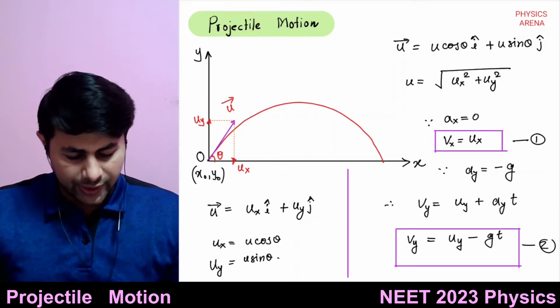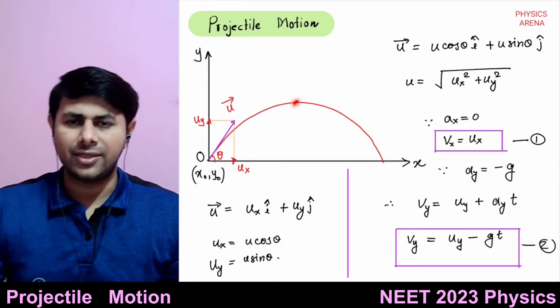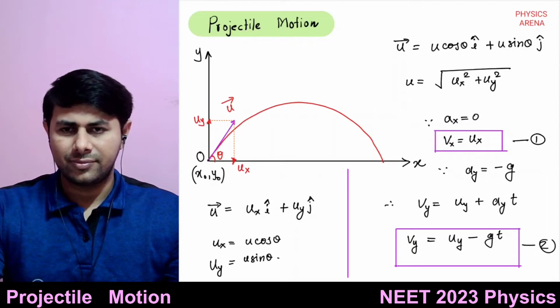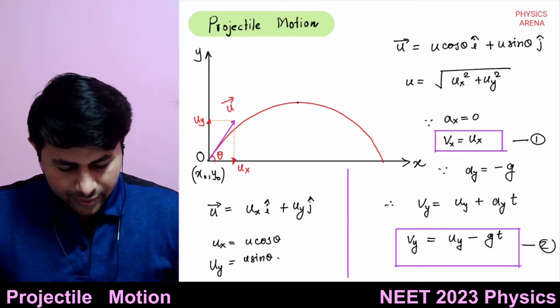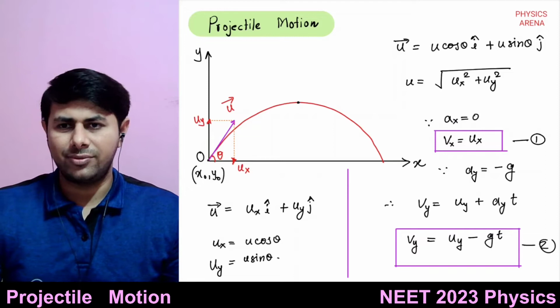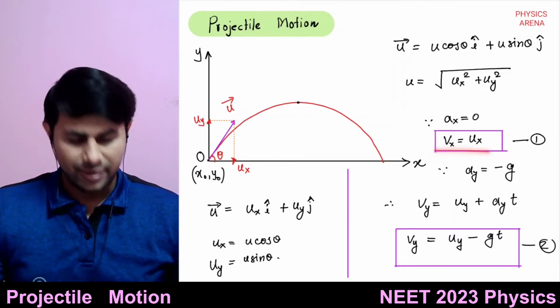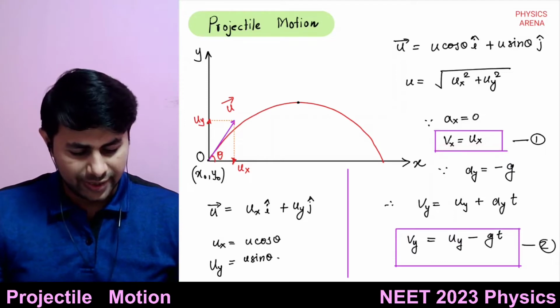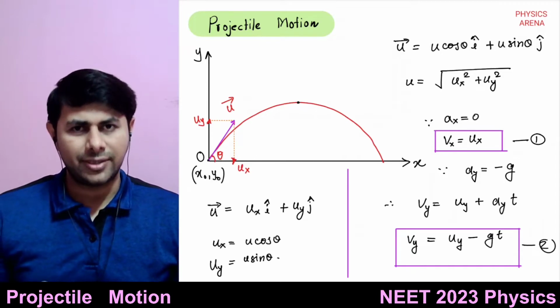So now see what will happen at the maximum height. What will happen when projectile reaches at this point? What will be its velocity? It will be 0, or which component of velocity will become 0? X component or y component? X component is constant, right? X component is constant because there is no acceleration or deceleration in x direction. So x component is constant.